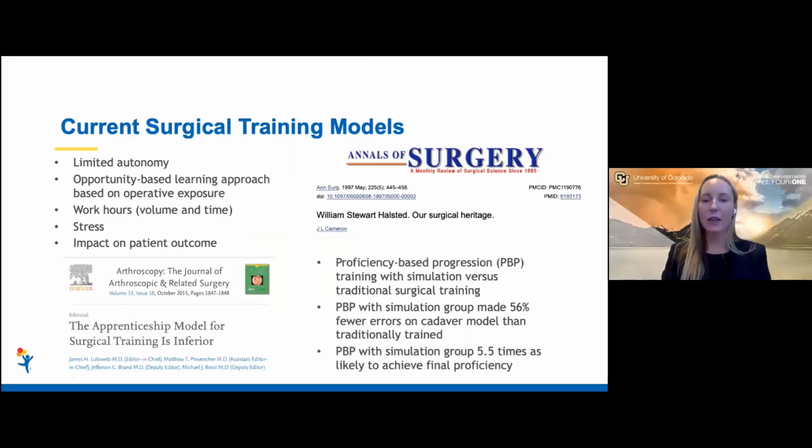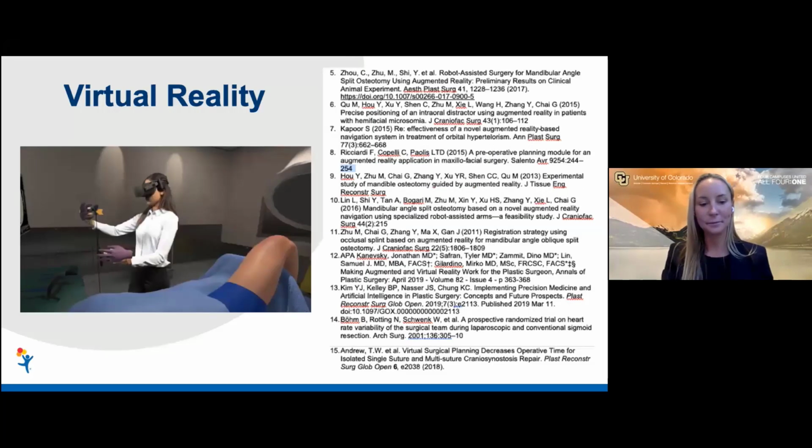However, there's a lot of evidence that proficiency-based progression, which is training programs that dictate that skill performance is demonstrated prior to being able to advance to the more complex techniques, gives you benchmarks. And there's lots of evidence that simulation with assessment of proficiency results in superior training. So enter virtual reality, right?